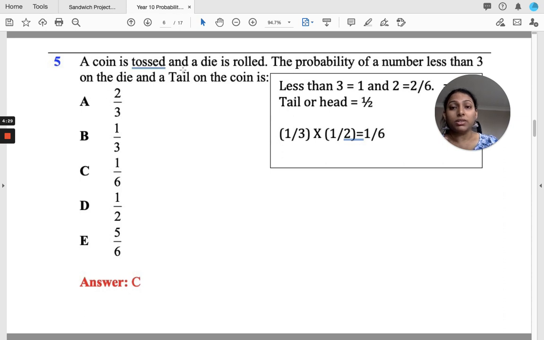A coin is tossed and a die is rolled. The probability of a number less than 3 on the die and a tail on the coin is. So less than 3, what are the numbers? 1 and 2 on your die, right? So 2 out of 6. So there are 6 sides on a die. And for the coin, you have head and tail. So the chance of getting a tail is 1/2. So you multiply, because here they are saying it's and. And means we multiply, or means we add. So 1 over 3 times 1 over 2 is 1 over 6. So the answer choice is C.